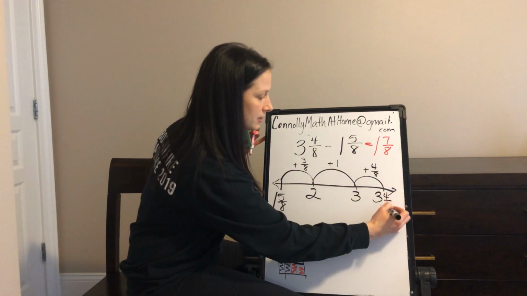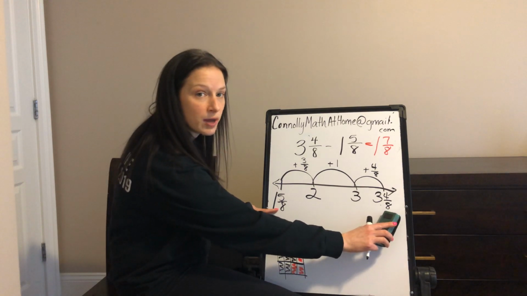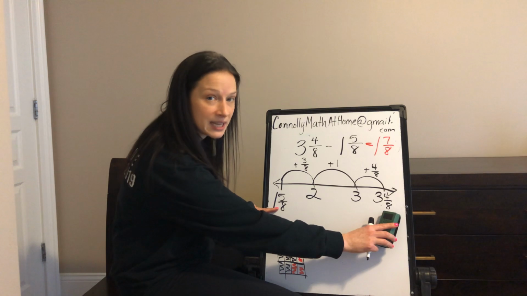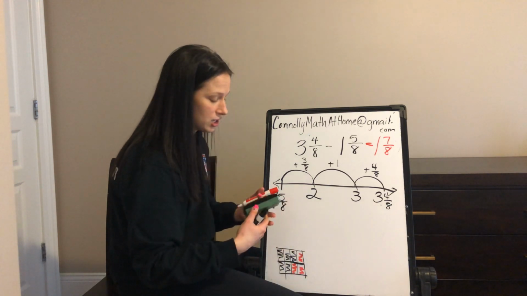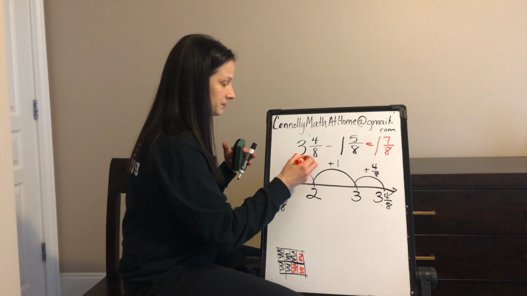3 and 4/8. So when I think about what is the difference between these two numbers, what is the distance, my answer is in a different place than it was in the first strategy I showed you with mixed numbers. It's up here.